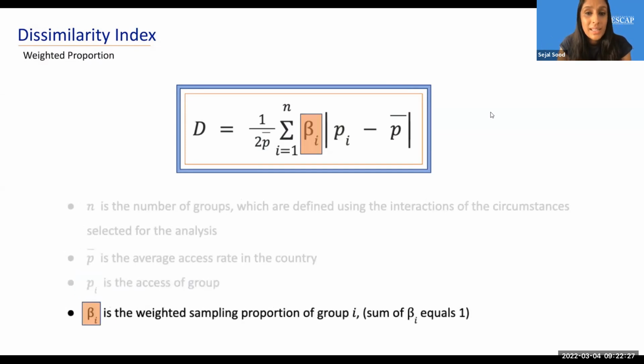Bi is the weighted sample proportion of group i. So the sum of Bi should equal 1. This is what proportion of our population is that particular sample group.